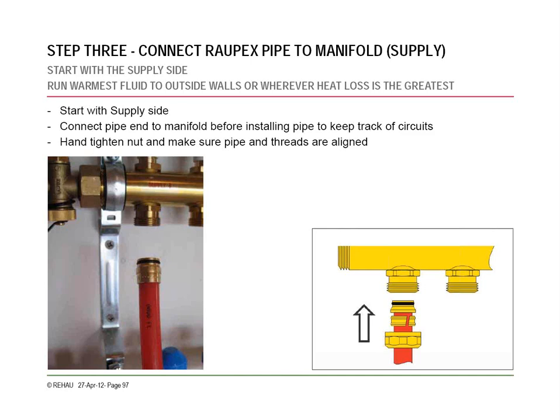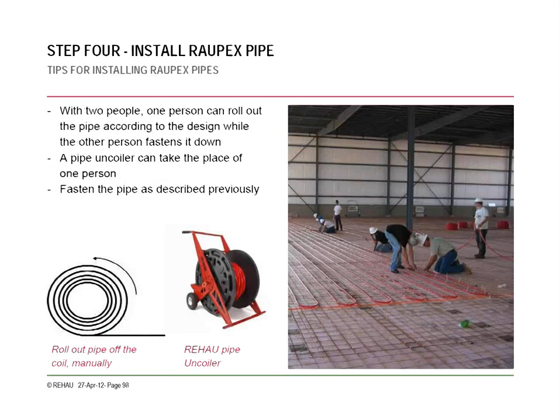The next step is to connect the supply side of your first loop, and then you can start running the pipe. If you're doing quite a lot, you might want to use an uncoiler. They're a bit expensive. There are some other options where they lay them horizontally on the ground that are a bit cheaper. But as you can see here, these guys have one or two people helping lay out the pipe, and then the rest of them are fastening.